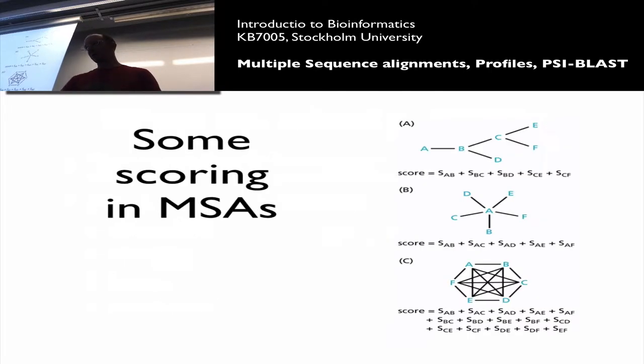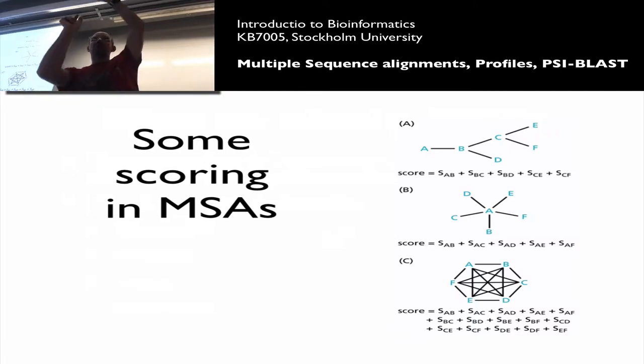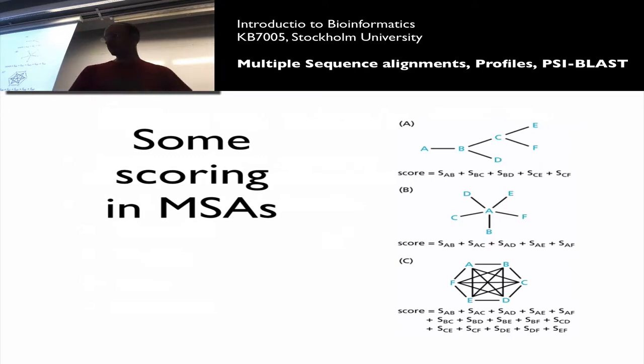So one problem is scoring. If you have an alignment, just look at one position here. So you have an alignment of 6 sequences, and you have one column here. You can think about a multiple sequence alignment, where of course this is given an alignment.